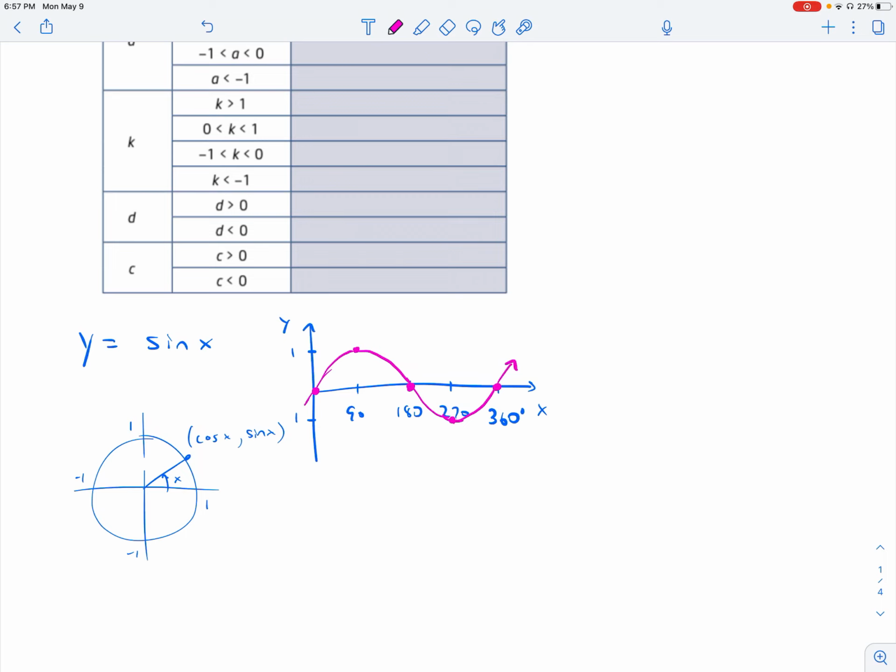It also goes this way too. And I draw a nice arrow for that. Then we can just label the graph y equals sine x. So that's our base function.